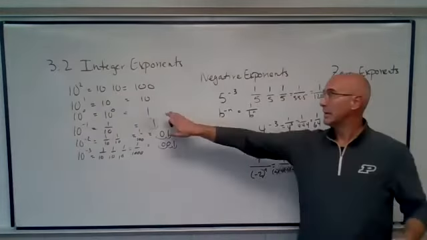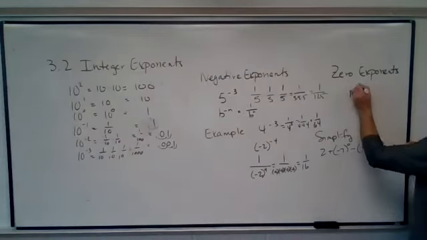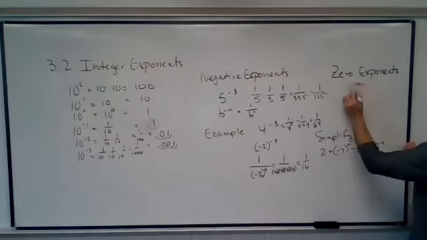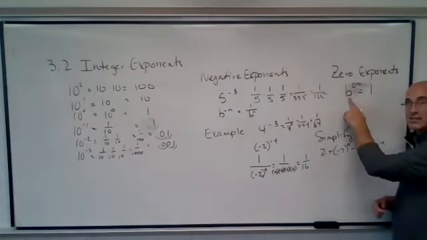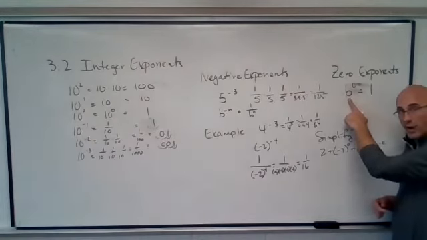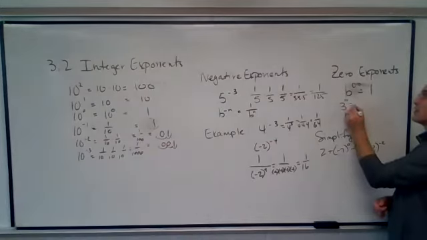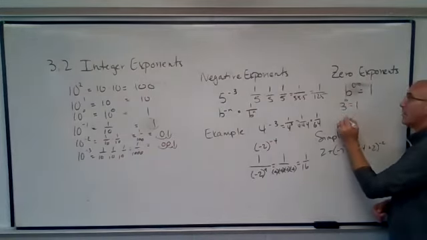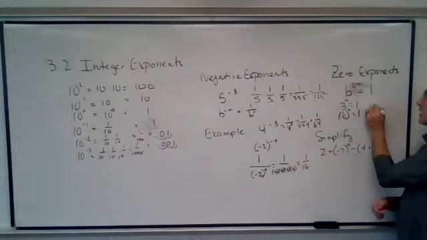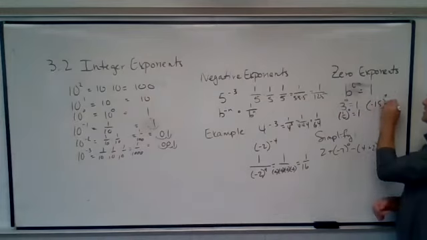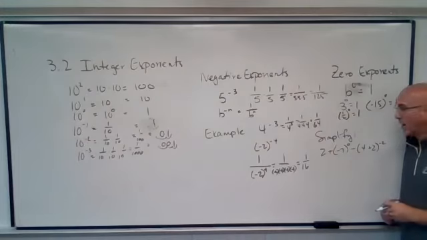Zero exponents, as I alluded to over here: anything to the 0 power, I'm going to use the letter b. b to the 0 power is 1, as long as b is not 0. We can't take 0 to the 0 power. That is just not allowed. It's against the rules. So if I had 3 to the 0 power, that's 1. If I had 1/2 to the 0 power, that's 1. If I have negative 15 to the 0 power, that's 1. Anything to the 0 power is 1.